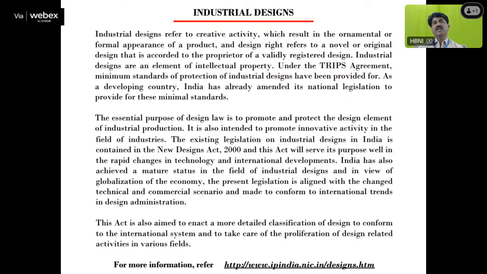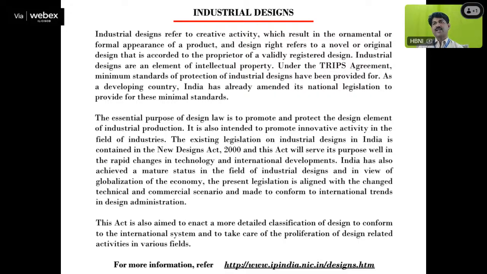Like I have told, whenever we have an industrial product, it should have an aesthetic design. That design has to be protected because somebody has put a lot of mind, energy, and also money into preparing that particular design. It should not simply be a copy, so that the right product and the duplicate product cannot be differentiated. For that, industrial designs are given this IPR. It is also intended to promote innovative activity in the field of industries.